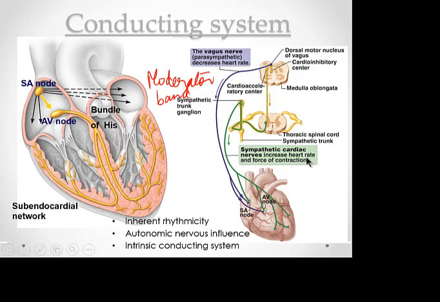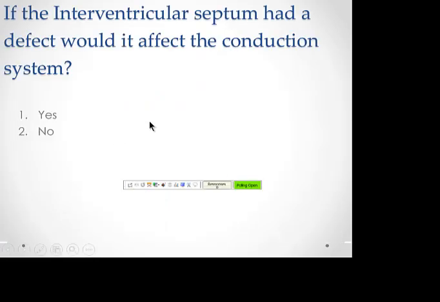So again, if you had ventricular septal defects, you can understand that there would be conduction problems, because you can see how the bundle of His as well as the right and left bundle branches are traveling in the interventricular septum. I already told you this, so we'll skip this. So it would affect it.